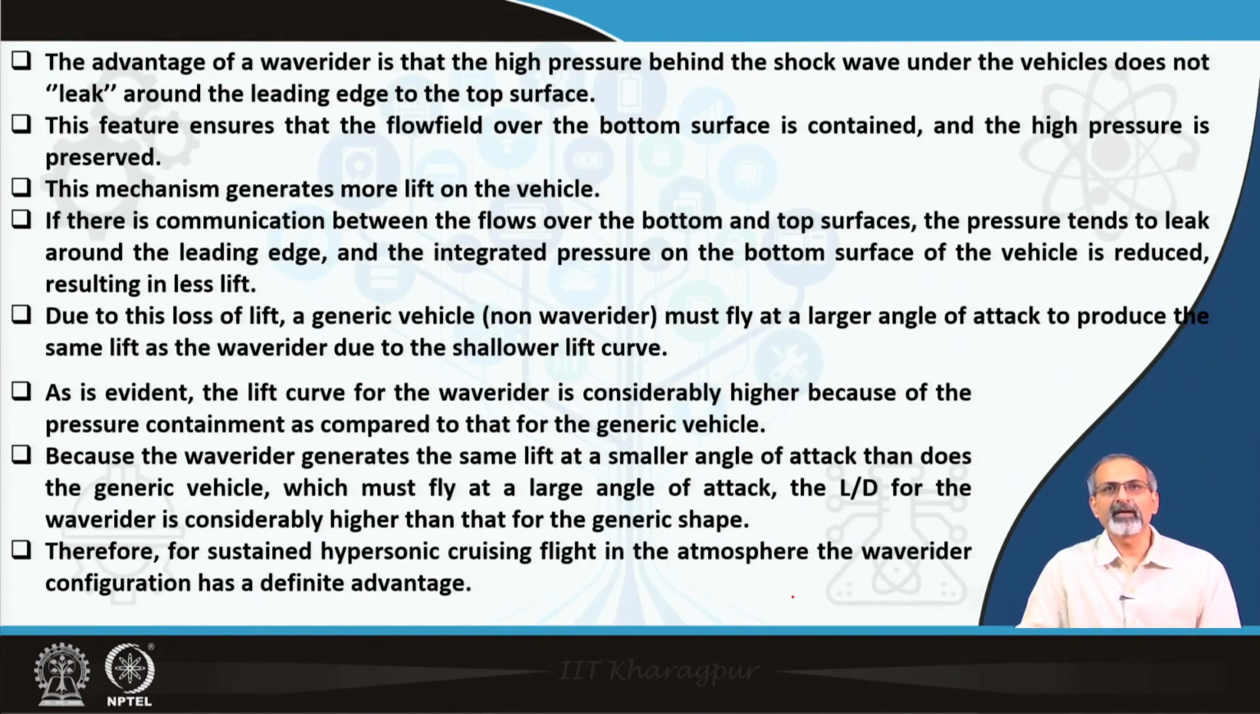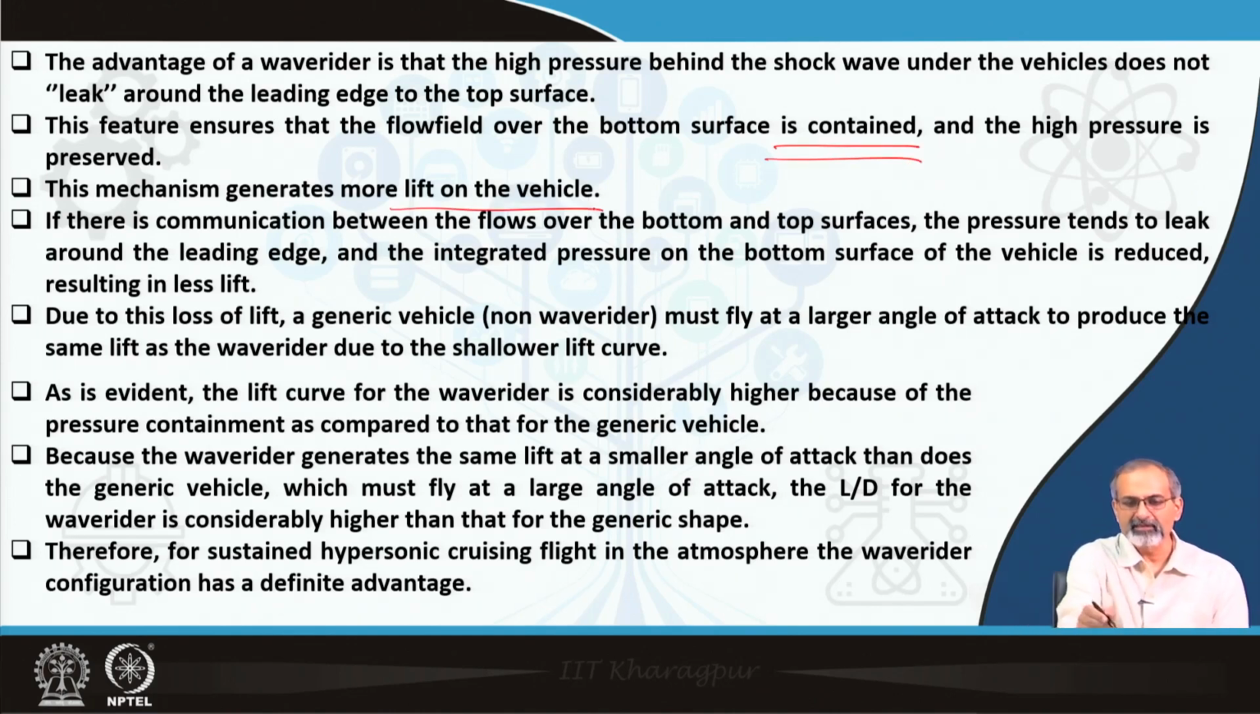The advantage of a wave rider is that the high pressure behind the shock wave under the vehicle does not leak around the leading edge to the top surface, because you are kind of making it airtight. This ensures that the flow field over the bottom surface is contained and the high pressure is preserved, and therefore this is the mechanism by which it produces higher lift than other vehicle designs. In other designs, if there is communication between the flows over the bottom and the top, the pressure tends to leak, and therefore the integrated pressure on the bottom surface reduces, and there is less lift.